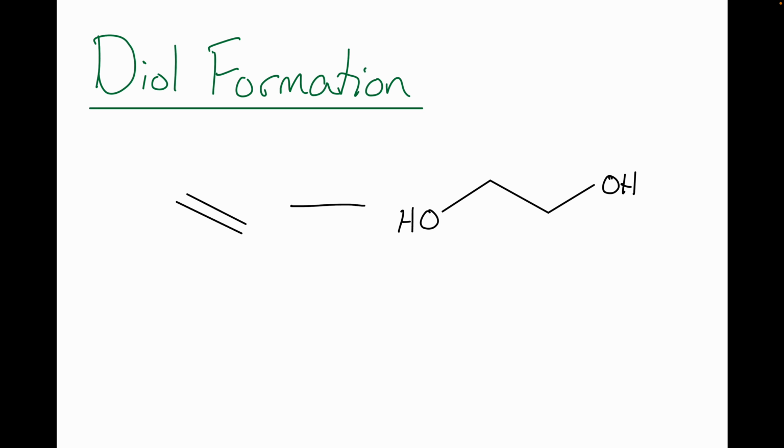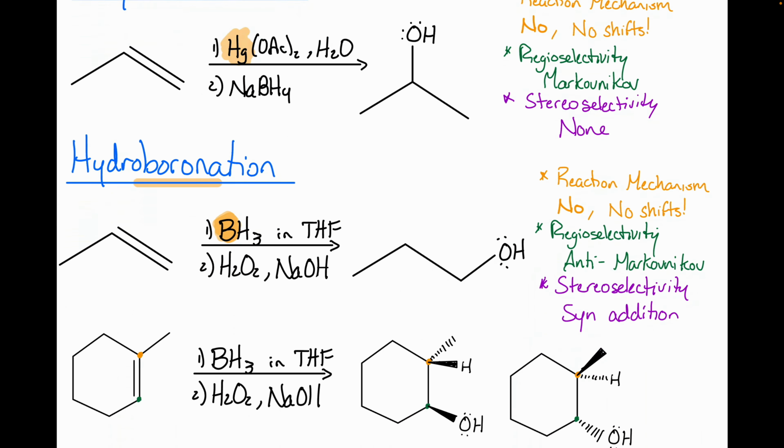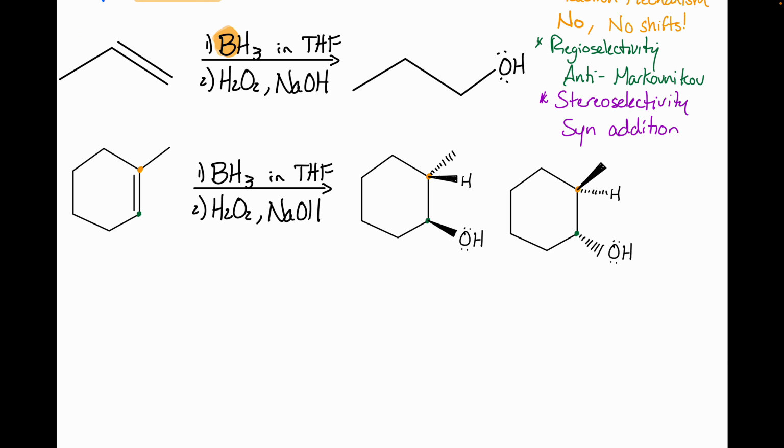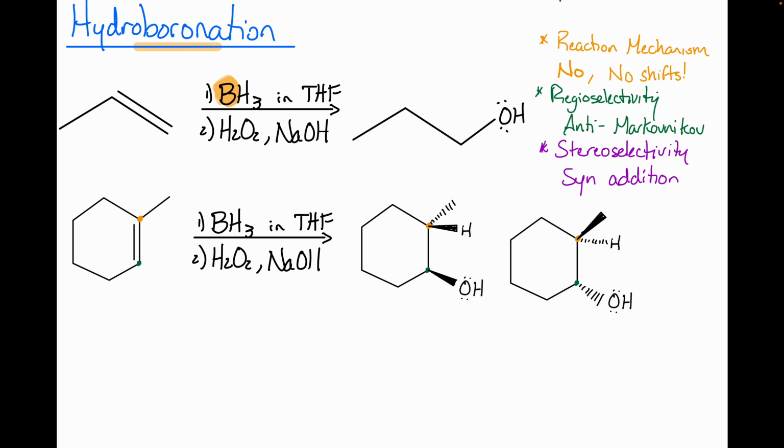Converting our alkene into a diol. All right, we got 2 ways to do it. I'm actually just going to go straight to our list to add this one here. All right, we can summarize it pretty easily. The name kind of gives it away here. This is a syn addition diol.